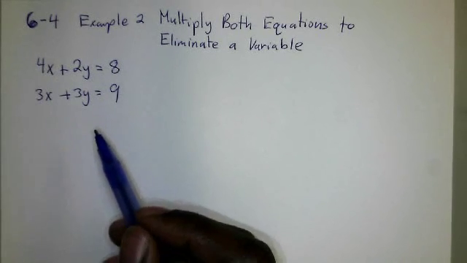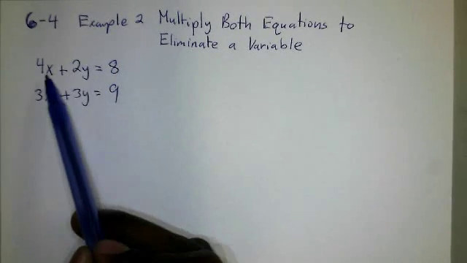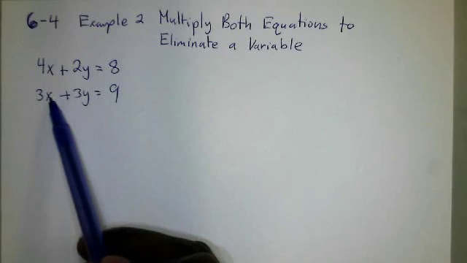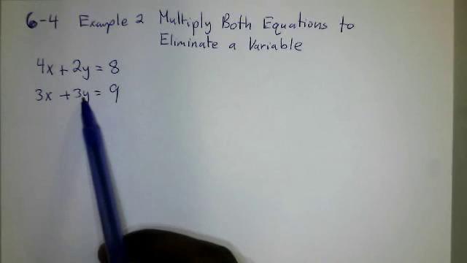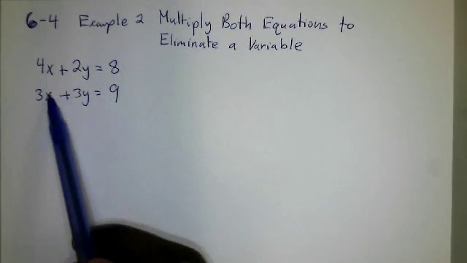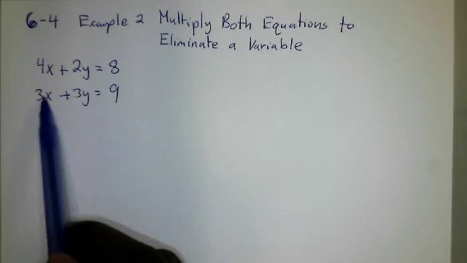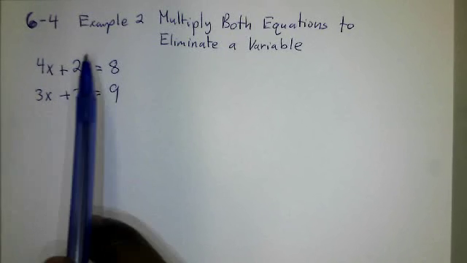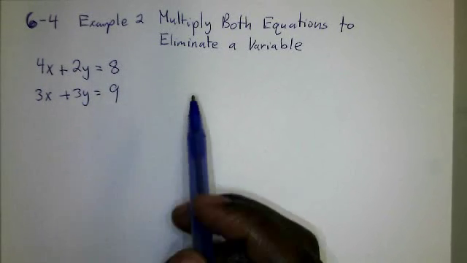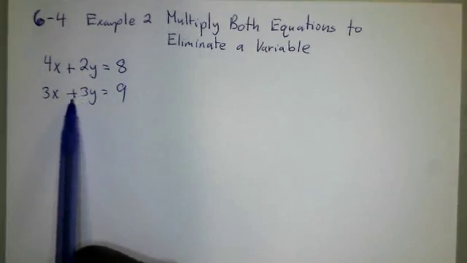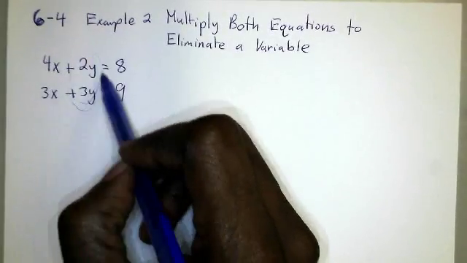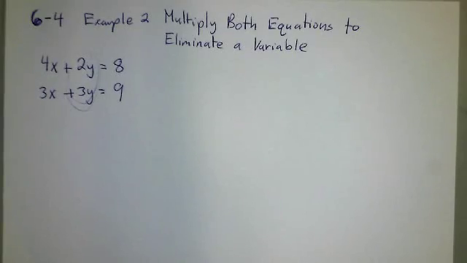Now what we're going to do is try to make sure that if we choose to eliminate the x, then we'll solve for y. If we choose to eliminate the y's, we'll solve for x. But whatever we choose, this is how we are going to eliminate. Now I'm going to select for us to be able to eliminate the y's, so that they cancel out when we add them together.